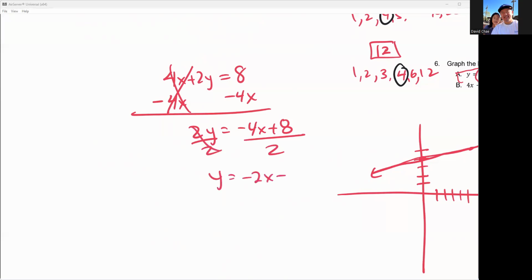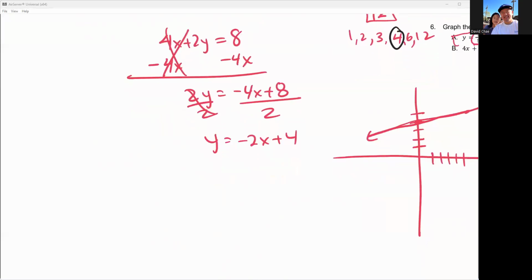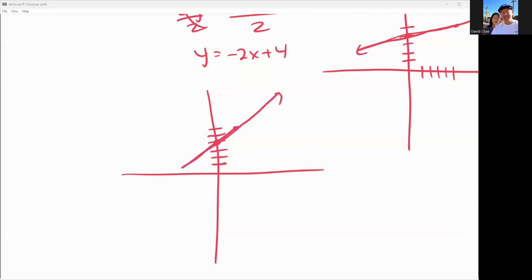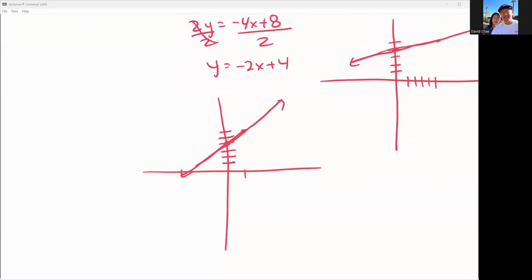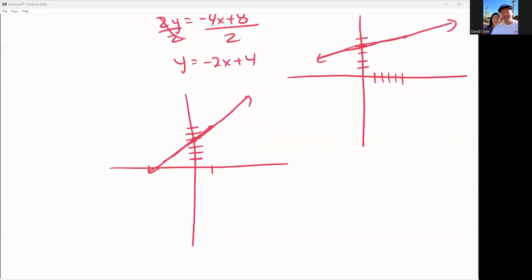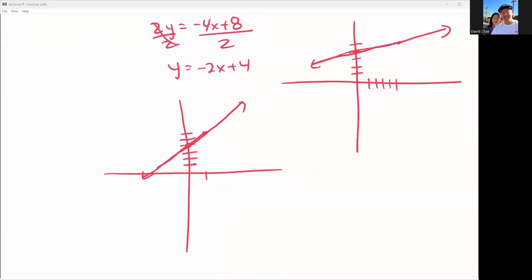So now that I have that, the reason why I'm doing that is because I could now graph this. You go up 4, 1, 2, 3, 4. And you go up 2, rise over run, right 1. And that's your line. You good? Any questions on that?